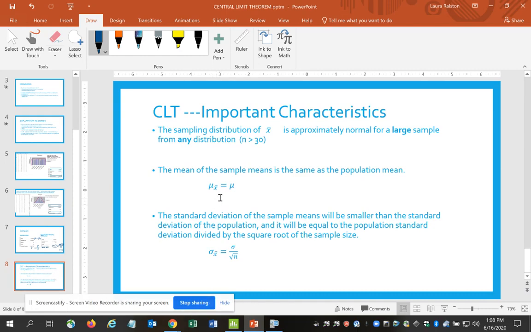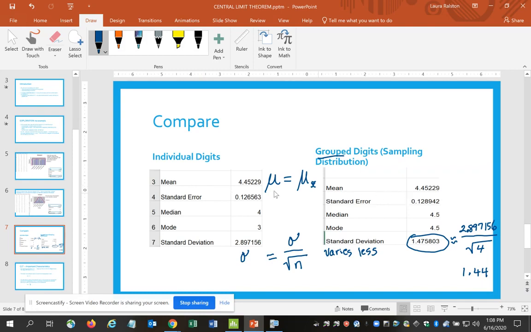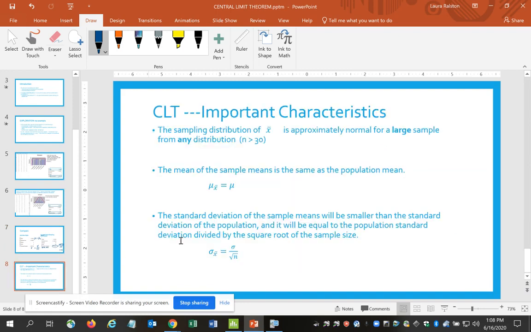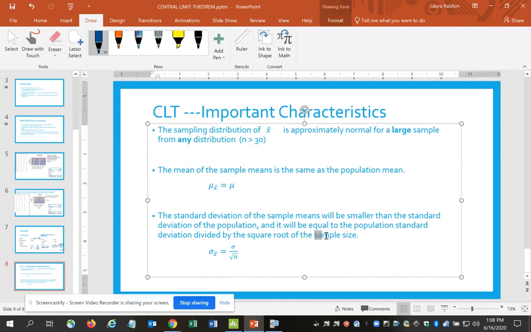The mean of the sampling distribution will be the same as the original mean. And again, I just proved that to you here. We saw the numbers. The mean of the original is equal to the mean of the sampling distribution. And then finally, the standard deviation of the sample means will be smaller than the standard deviation of the population. It will be equal to the population standard deviation divided by the square root of the sample size. It's not really the square root of the sample size, but the square root of the group size.